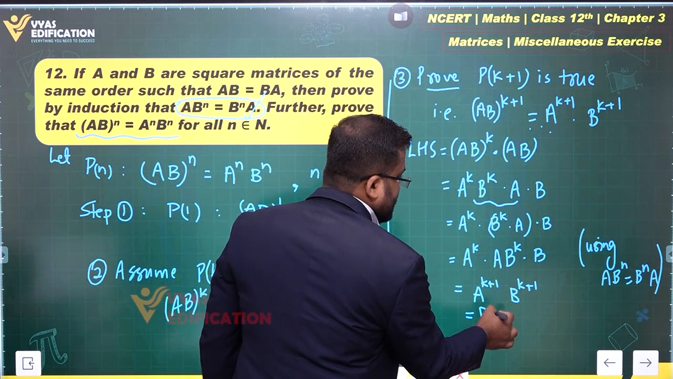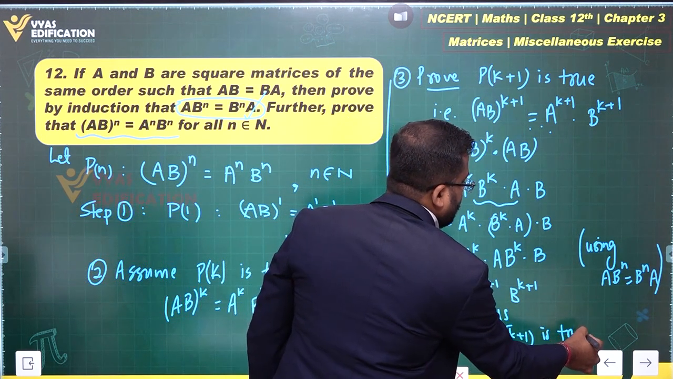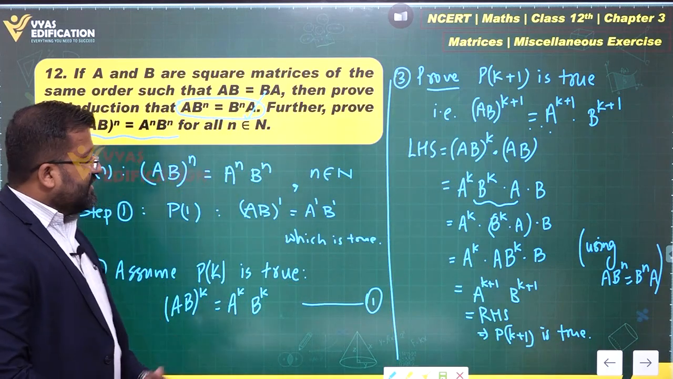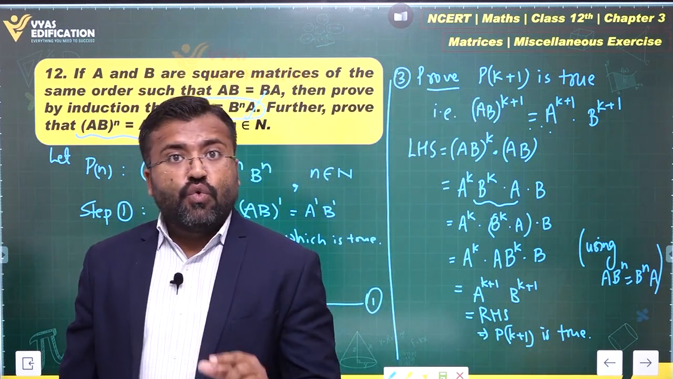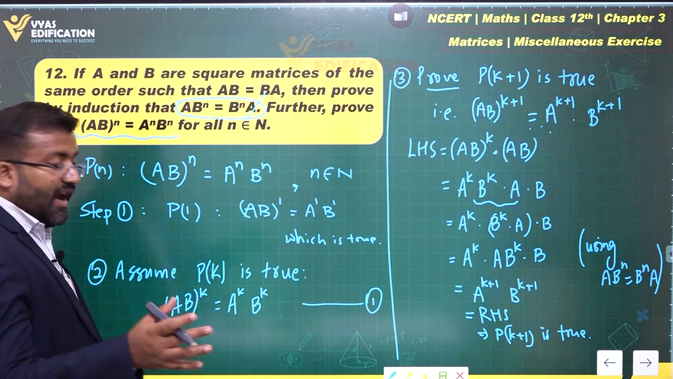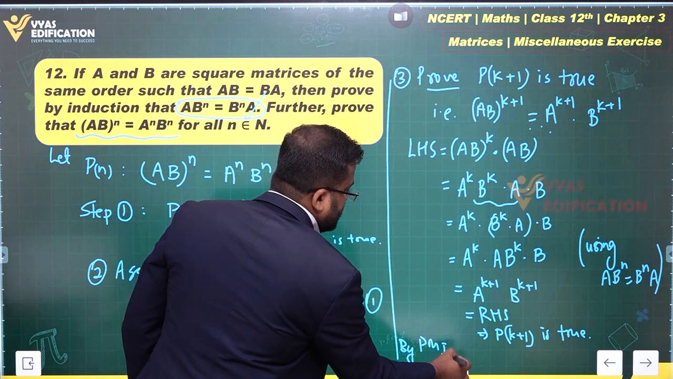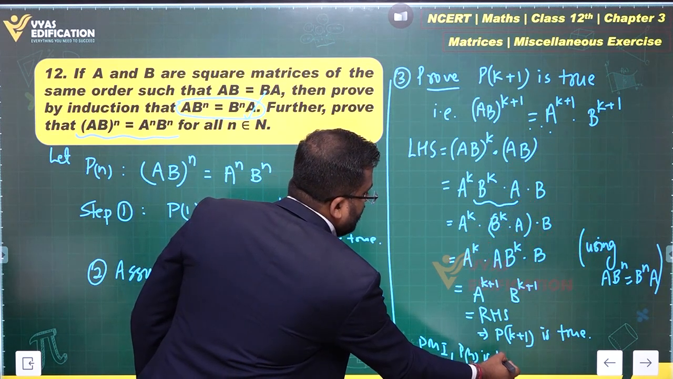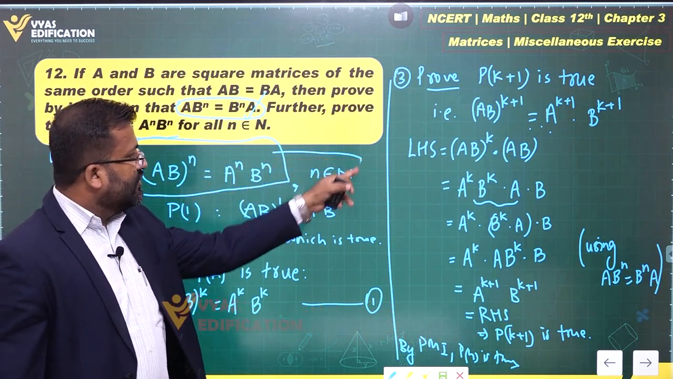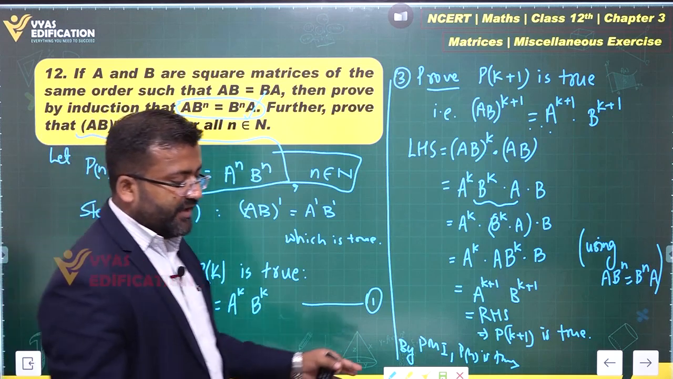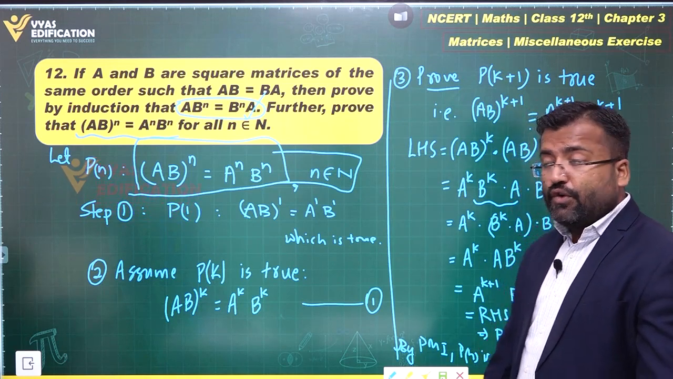Since this is equal to RHS, which implies Pk plus 1 is true. By principle of mathematical induction, we can say P1 is true, Pk is true, and whenever Pk is true, Pk plus 1 is true. Therefore, by PMI, we can say that Pn is true. What is Pn? Pn is this statement, for n belongs to natural. This is true, right? That's what you can observe over here. And by principle of mathematical induction, this is true. And therefore, that's the complete proof for this question over here.